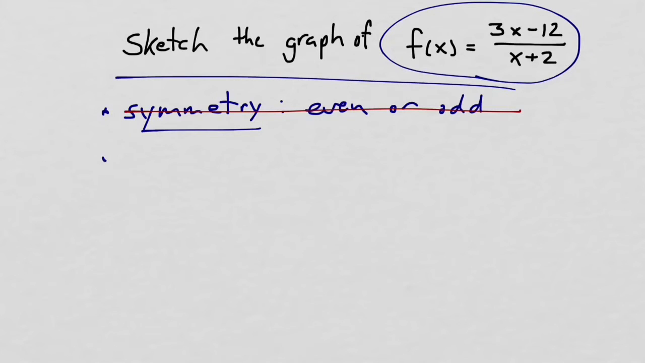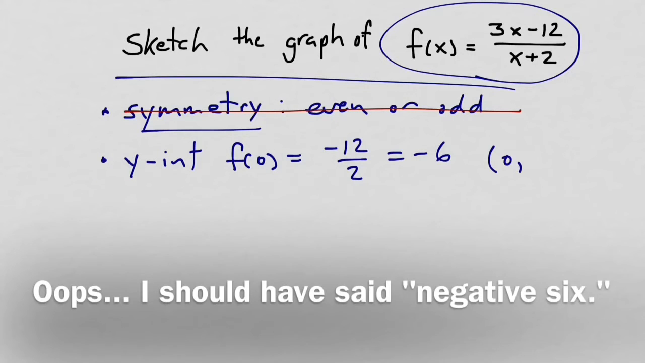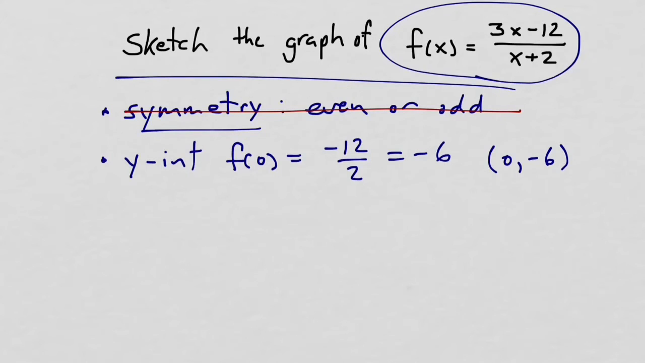Next, let's think about the y-intercept. For the y-intercept, I want to plug in 0 for x, and when we do that, we get simply negative 12 over 2. So the y-intercept is going to happen when y equals negative 6. So the point 0 comma negative 6.